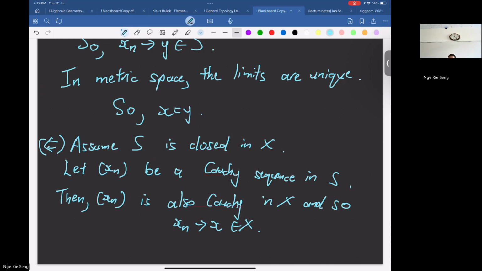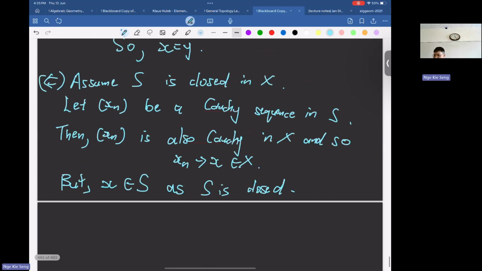X. Now the problem is I want this X to live in S. Is it possible or not? There's some condition we haven't used, right? S is closed. So as a limit point of Sn, this limit point should stay inside S also because S is closed. And it is unique, so it must be this point. So hence, S is complete.